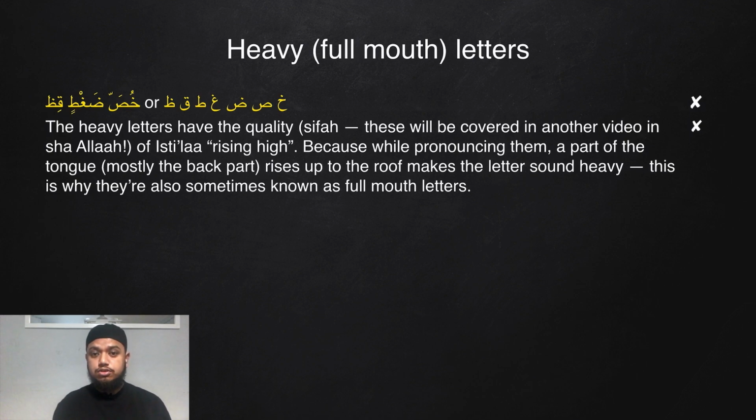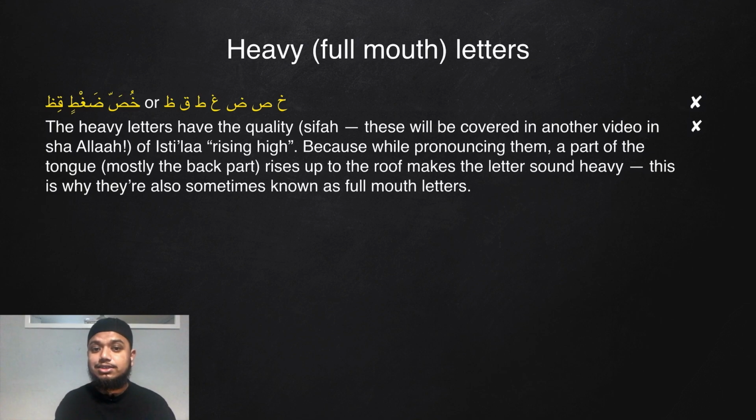The reason why the khussa, daghtin, qidh letters are full mouth is because when we say them, a part of the back of our tongue rises up and touches the roof of our mouth. So it makes a full sound. Kho, kho, kho. Can you see the sound stays in my mouth? Kho, so, do, gho, to, ko, vo. The sound is staying in my mouth.